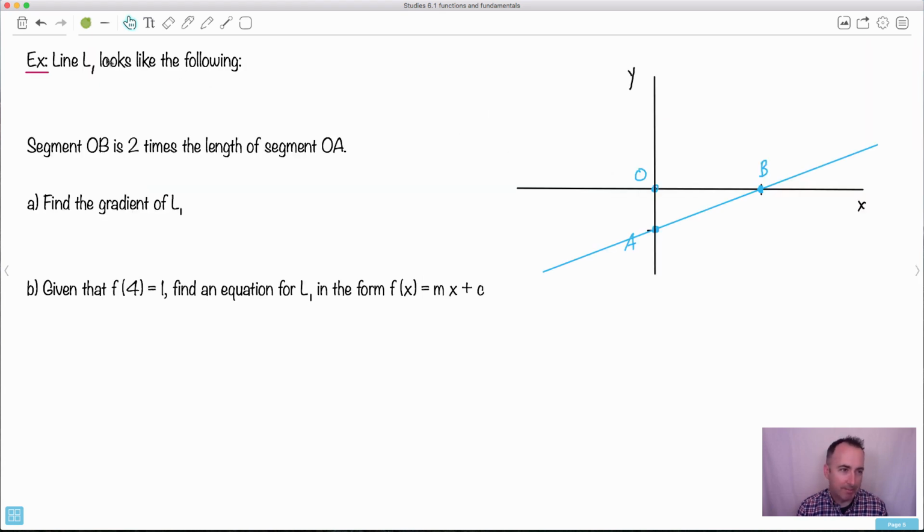A sneakier one, maybe. So we have a line. It's called L1. Maybe I'll draw it then. I'll say, all right, fine. That's called L1. And it looks like the following. There it is. We got this O, we got a B, we got an A. And we're not told the numbers, though. Uh-oh. We're told that segment OB is 2 times the length of segment OA. What does that mean? Here to here is twice the distance as here to here. All right? Find the gradient.